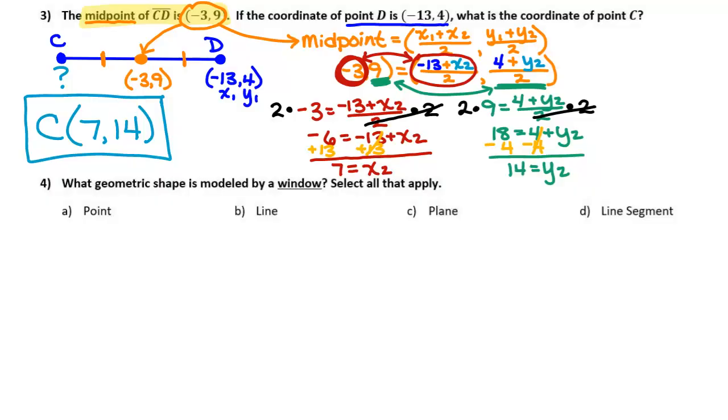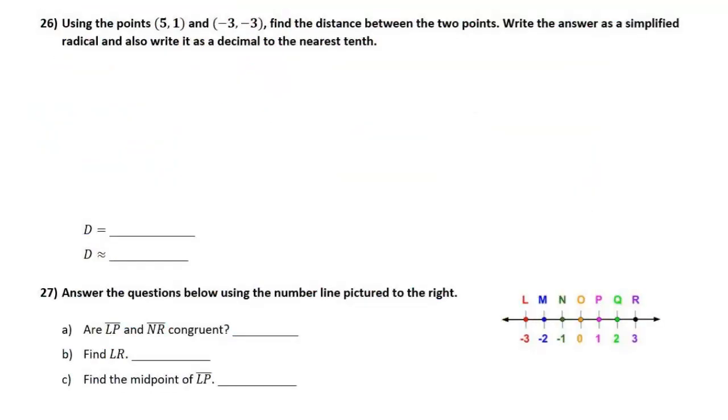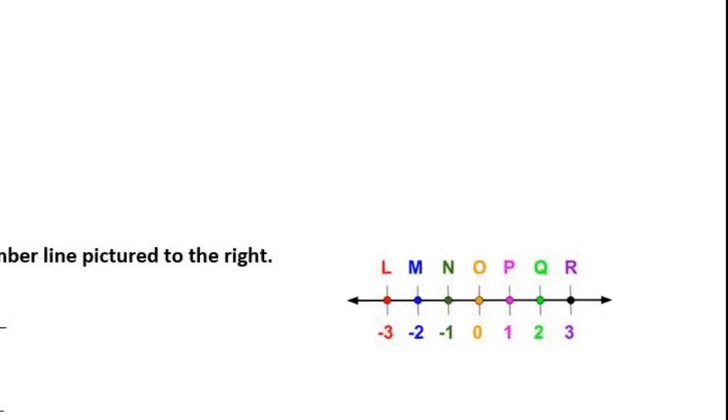So back side of the last page. Number 27 down here. Are LP and NR congruent? Now, when I'm on a number line like this, that is an axis. Is it the x-axis or the y-axis that goes back and forth like this? It's the x-axis. I can use any of my formulas that have x's and y's in them. If I'm on a number line, I just don't do the y part. I just ignore it because there is no y-axis.